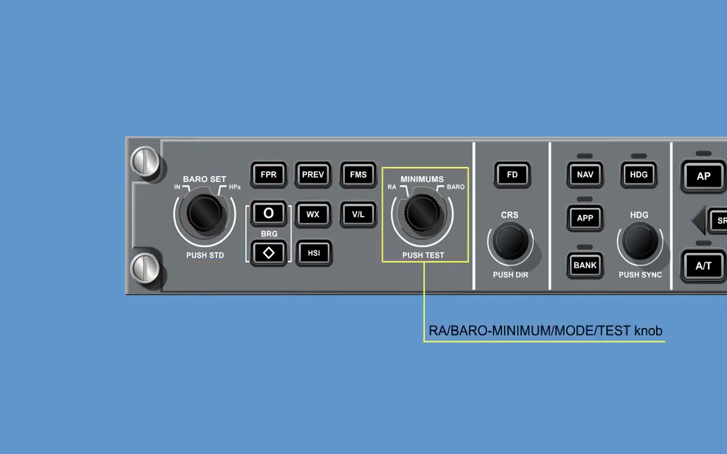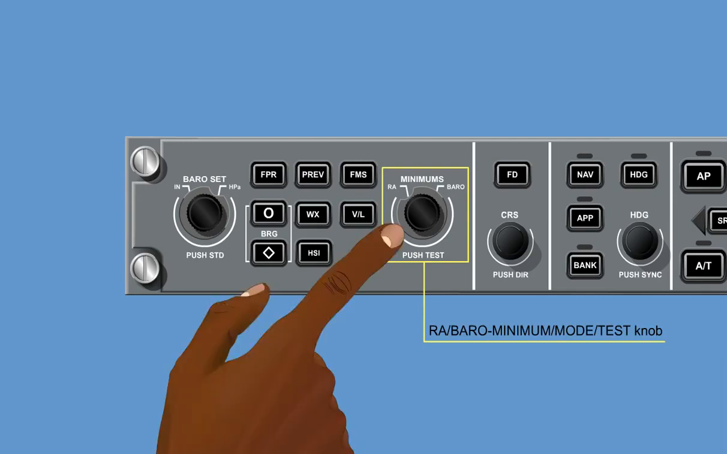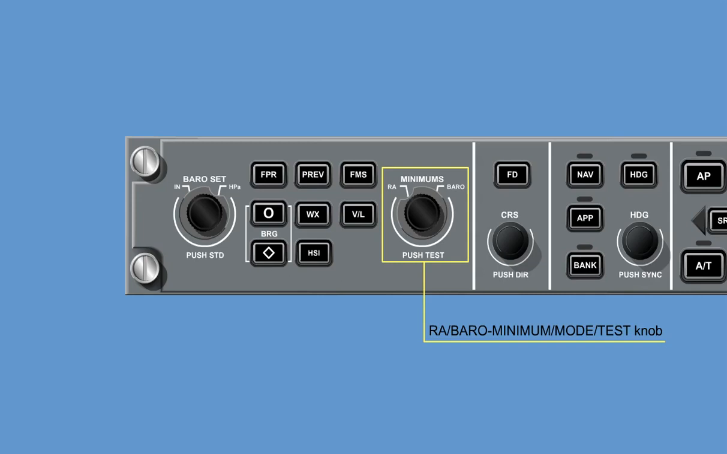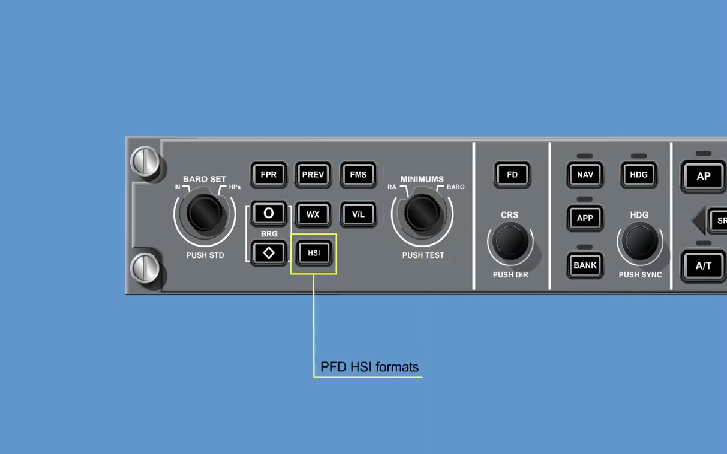The combined RA baro minimum mode test knob has 3 functions. The outer knob selects the source, either barometric or from the radar altimeter system. The inner knob, when turned clockwise, increases the decision height, and when pushed, a system test will be performed. The HSI button toggles between full HSI and partial compass arc displays. The WX button selects weather data for display.